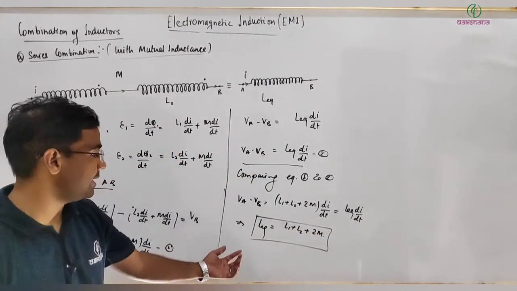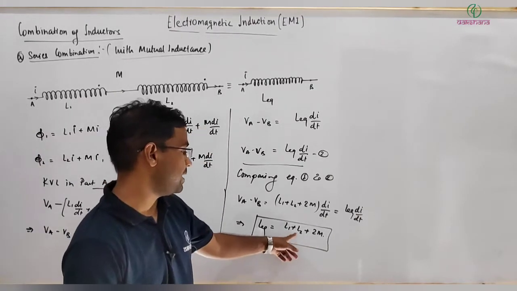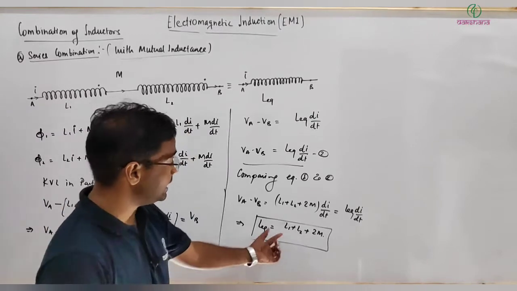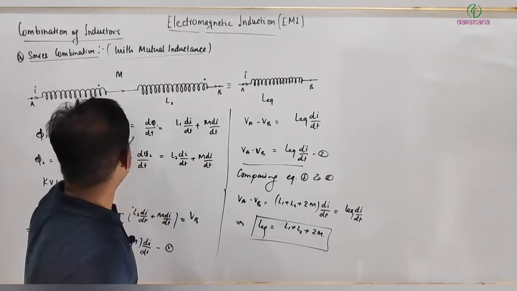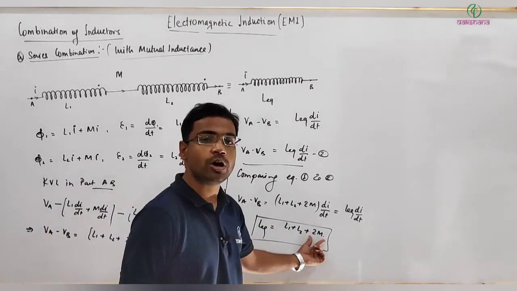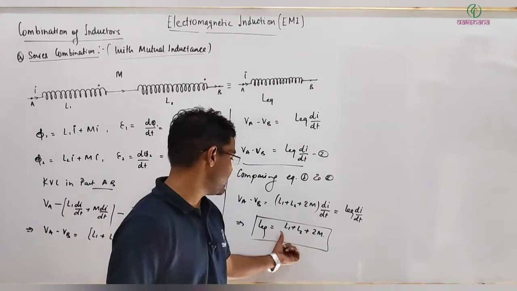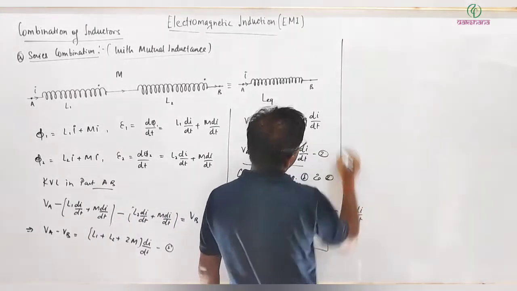Right, so here we can get the L equivalent connected in series: L1 plus L2 plus 2M. Here this 2M will be plus or minus, which depends exactly on the dot convention. This is not a universal result that in a series combination your L equivalent will always be L1 plus L2 plus 2M.